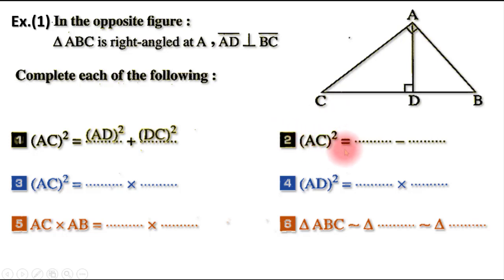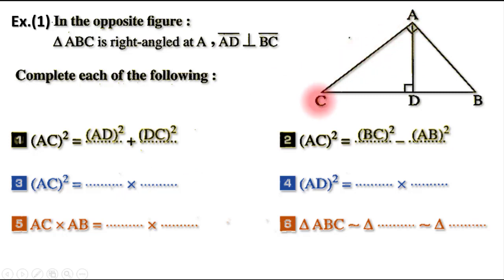And if we need to find AC power 2 with a subtraction sign, then AC is not the hypotenuse in the triangle ABC. We make the hypotenuse power 2, which is BC power 2, minus the other side AB power 2. To find the length of AC power 2 with a multiplication sign, then we use the Euclidean theorem.